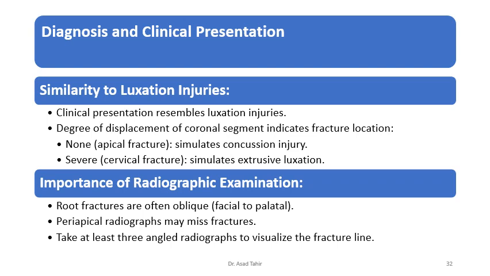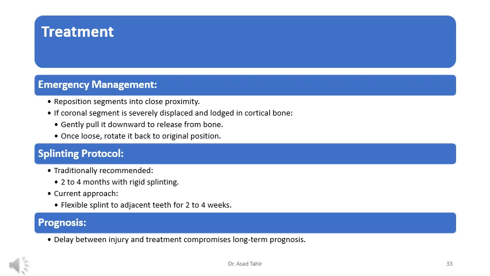Importance of radiographic examination. Root fractures are often oblique, facial to palatal. Periapical radiographs may miss fractures. Take at least 3 angled radiographs to visualize the fracture line. Treatment. Emergency management: reposition segments into close proximity. If coronal segment is severely displaced and lodged in cortical bone, gently pull it downward to release from bone. Once loose, rotate it back to original position.